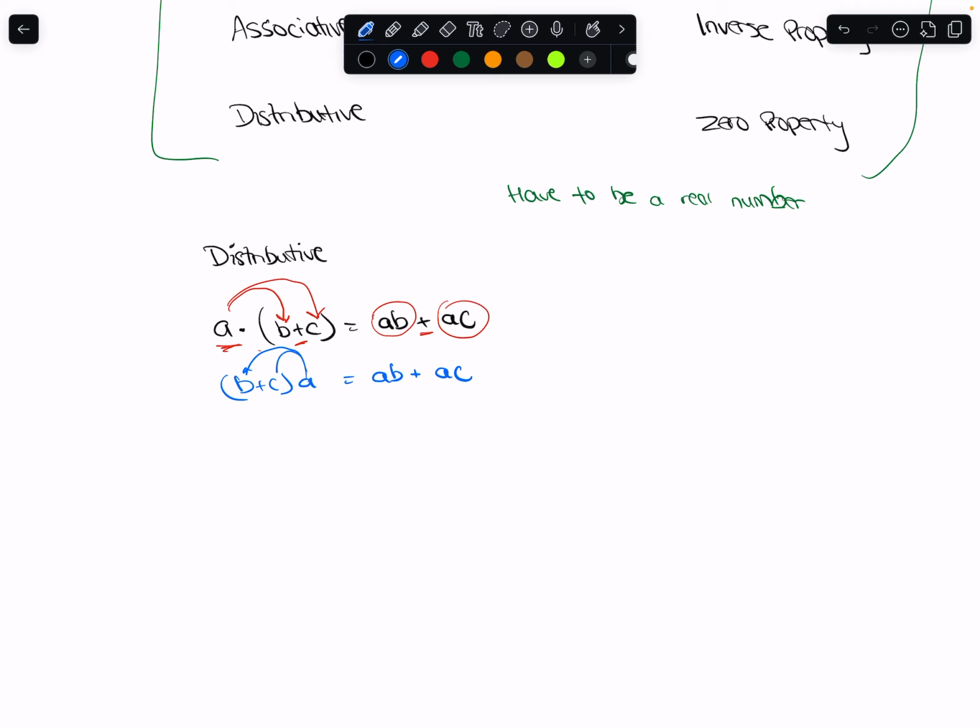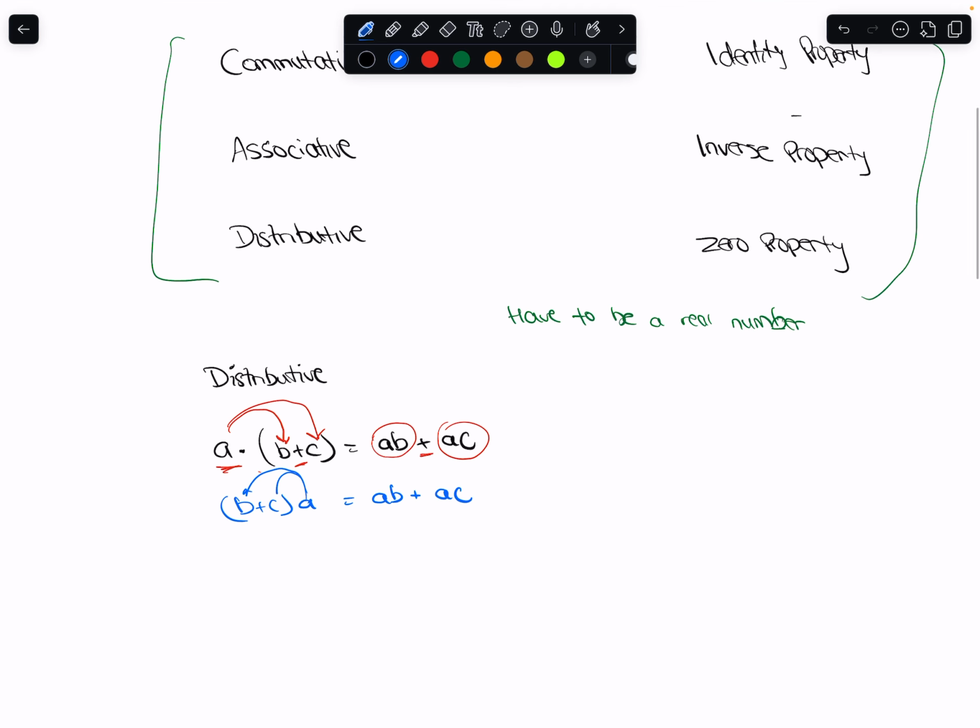This is what I want to make sure you guys understand so you don't get confused. So far you should have a good understanding of commutative, associative, and distributive. Okay, so we're going to stop right here, and we're going to dive into the next three properties in our next video. So I'll see you guys then.